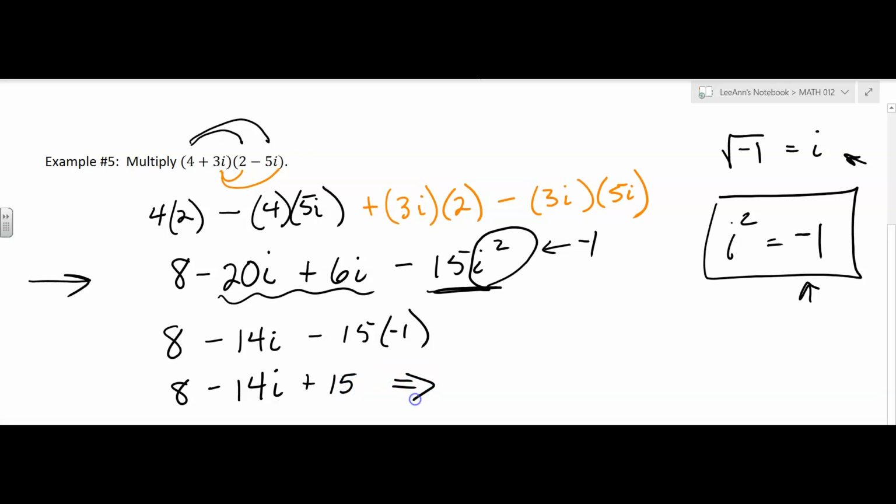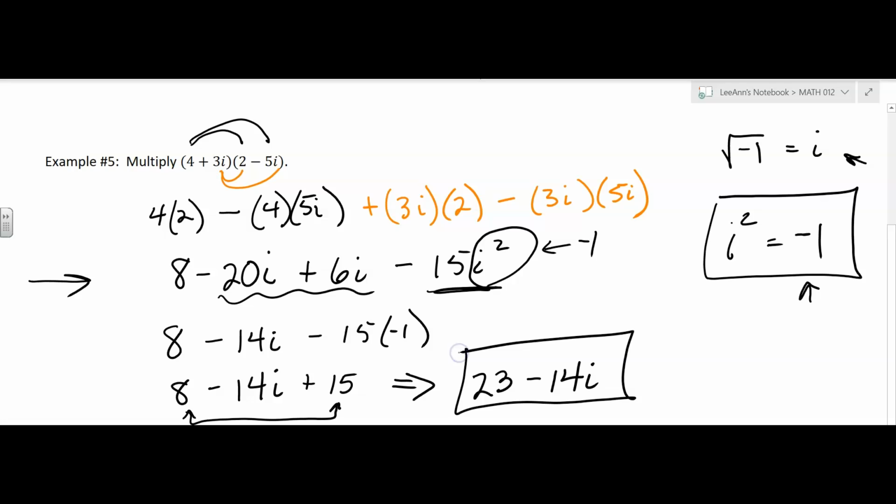And that's going to simplify to, well, now you can add these real parts. Sometimes students forget that, but you can add the 8 and the 15, 23 minus 14i. Now, that'll be our answer. You might be asking, well, could I put minus 14i plus 23? Well, we really want our answer to be in standard form, a plus bi. So real number plus, or it could be minus bi. Okay?